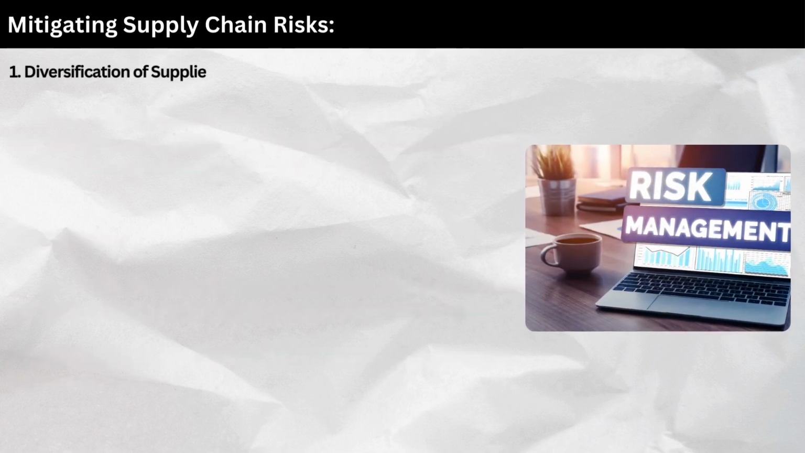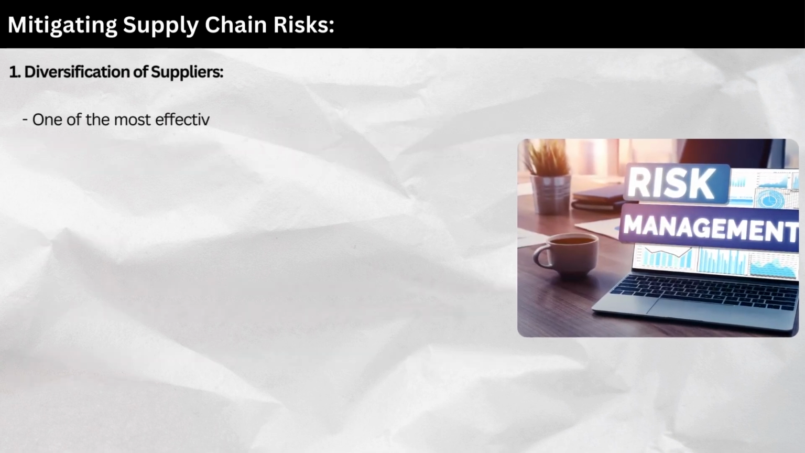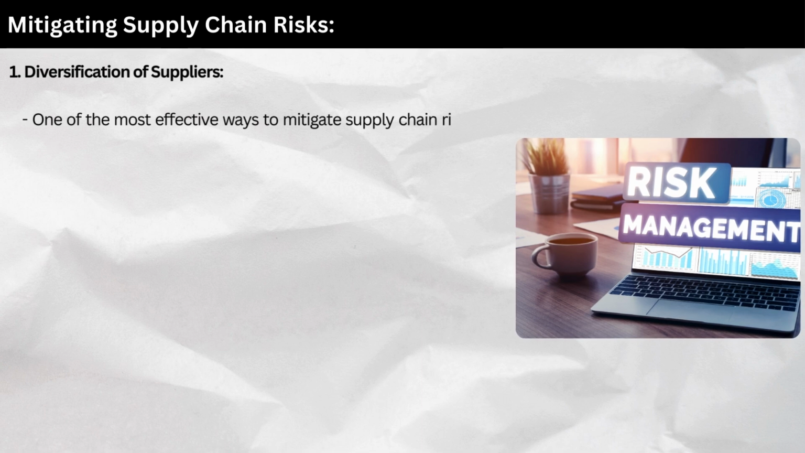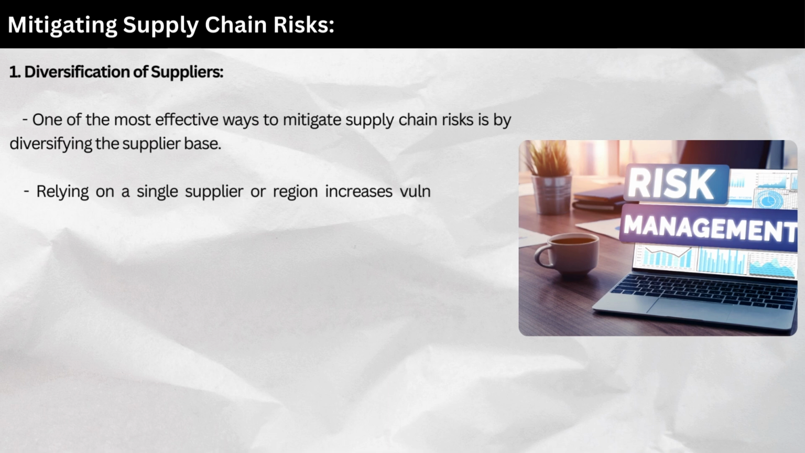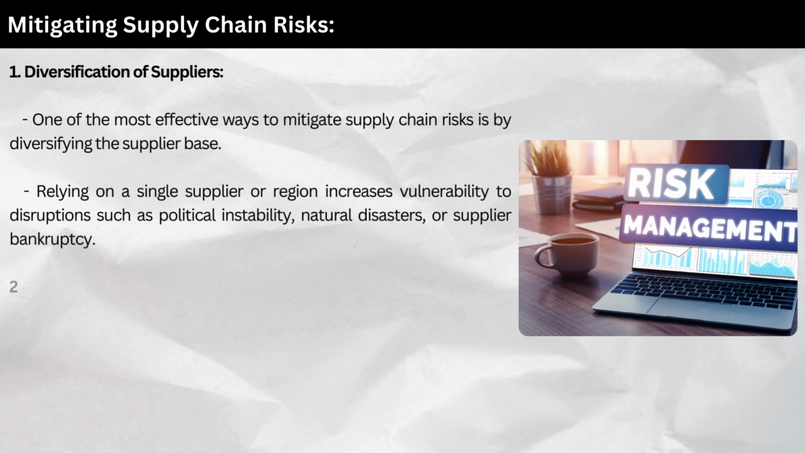Mitigating supply chain risks. 1. Diversification of suppliers. One of the most effective ways to mitigate supply chain risks is by diversifying the supplier base. Relying on a single supplier or region increases vulnerability to disruptions such as political instability, natural disasters, or supplier bankruptcy.